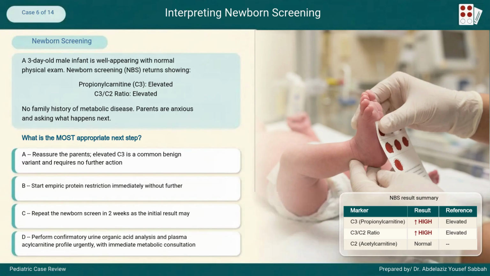Option A, reassure the parents, as elevated C3 is a common benign variant and requires no further action. Option B, start empiric protein restriction immediately without further testing. Option C, repeat the newborn screen in 2 weeks as the initial result may be a false positive. Option D, perform confirmatory urine organic acid analysis and plasma acylcarnitine profile urgently with immediate metabolic consultation.